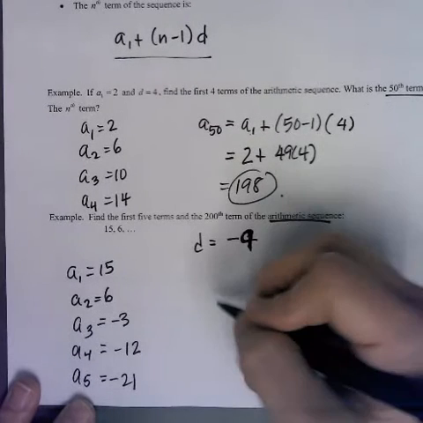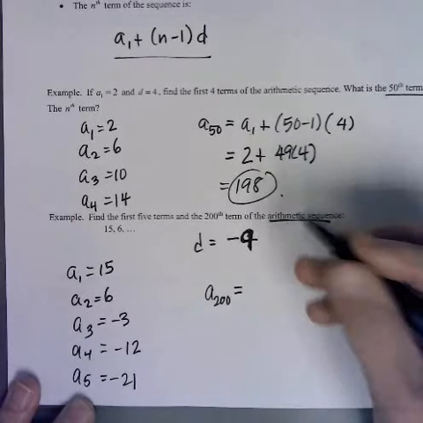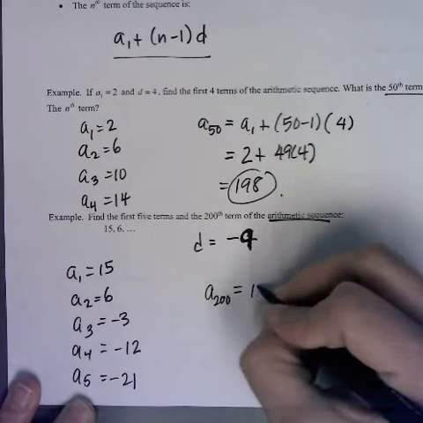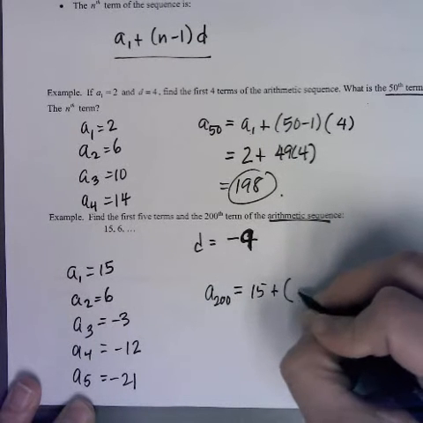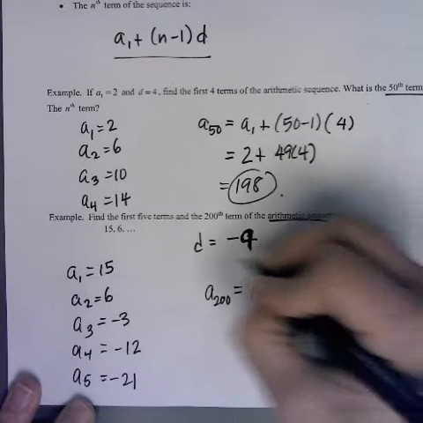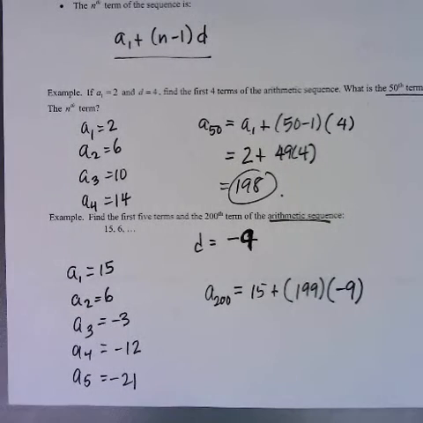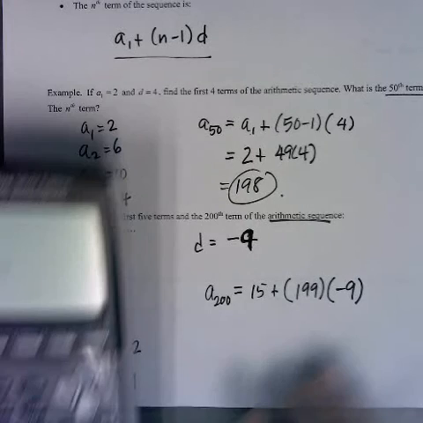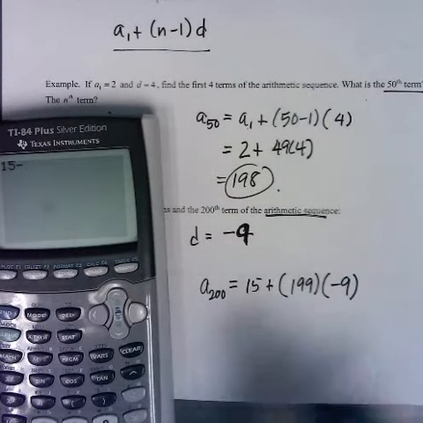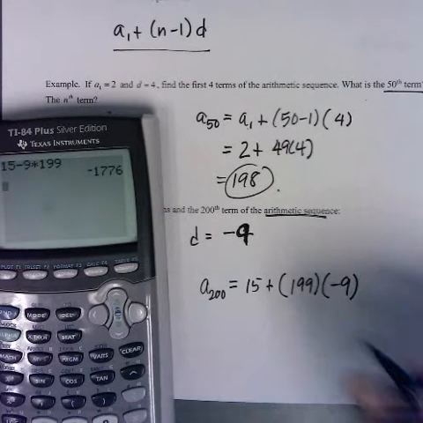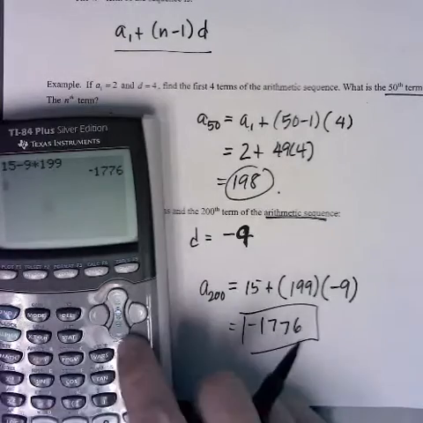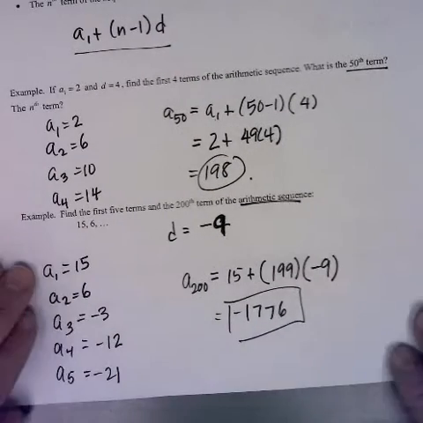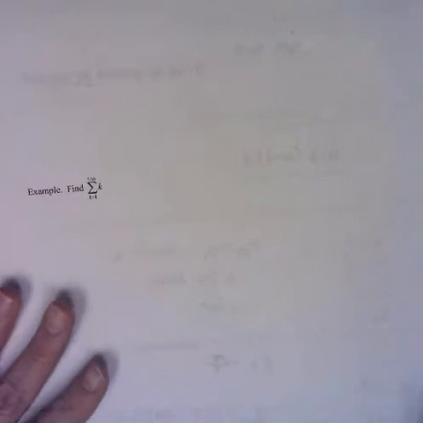Now we want the 200th term, a sub 200. So start with the first term, which was 15, and add n minus 1, which is 199, times the difference, which is negative 9. I'll get my calculator out for that one. So we've got 15 minus 9 times 199, which is negative 1,776. Okay, so super easy. Just a real simple formula. It's just remembering the formula basically.